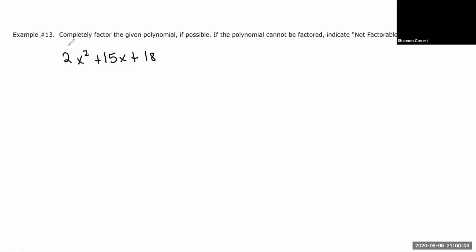So trinomial, 1, 2, 3 terms. Doesn't look like they have a common factor because 2 is even, 15 is odd, and 2 is prime. So I'm going to just go with the AC method here. So 2 times 18 is 36. And 2 factors of 36 that when I add them together give me 15.